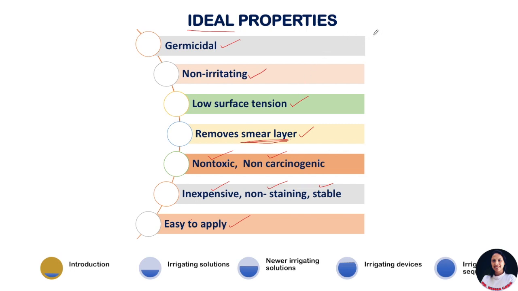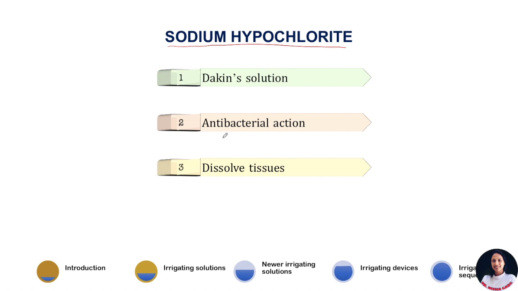Not all irrigants possess all these properties. So instead of using a single irrigant, one should practice using them in combination. Now we'll discuss sodium hypochlorite as an endodontic irrigant. Sodium hypochlorite is the most popular irrigating solution used in dentistry. It was first recommended by Henry Deakin in 1915, in World War I, where it was used for healing of open wounds. Therefore, it's also known as Deakin solution.